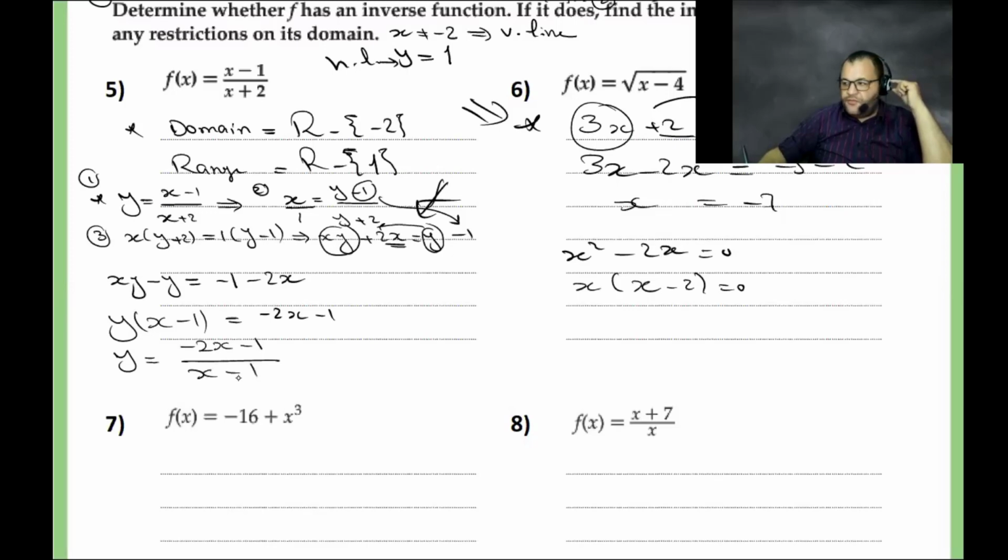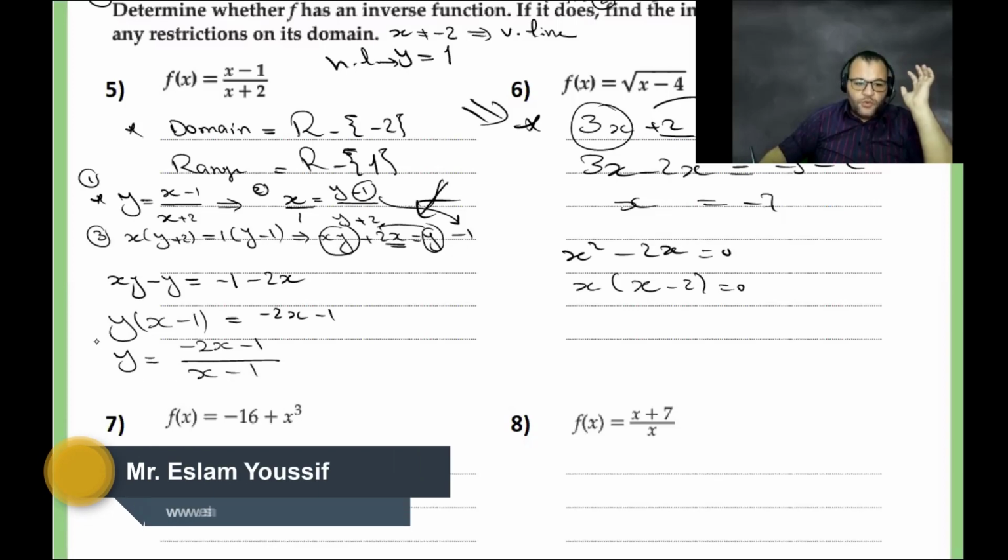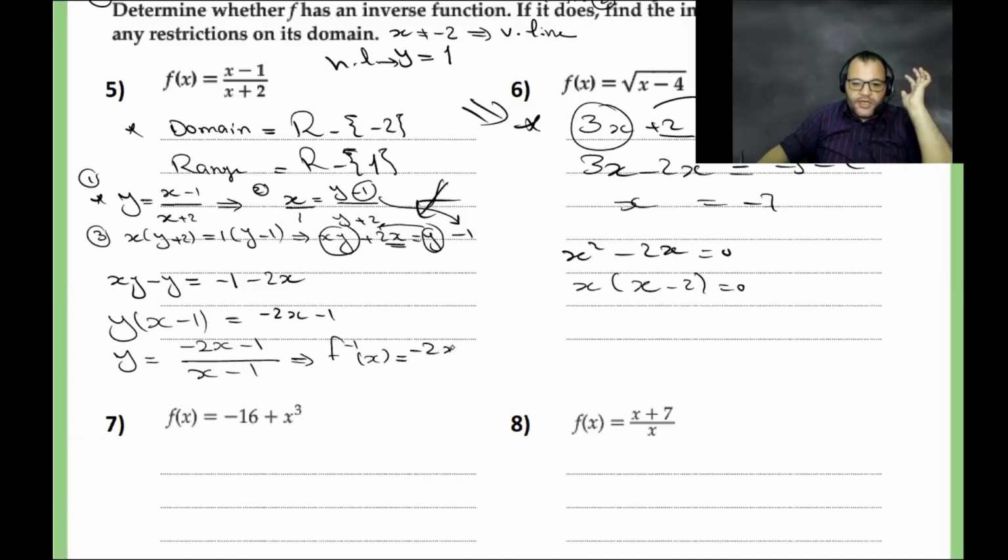If you don't remember how we find the inverse, I will send you the video now for how to find the inverse. You can see that's for algebra 1. Now that is the function. We find the value of y, then we can say that the inverse of the function is negative 2x minus 1 over x minus 1. Any problem now for this one?